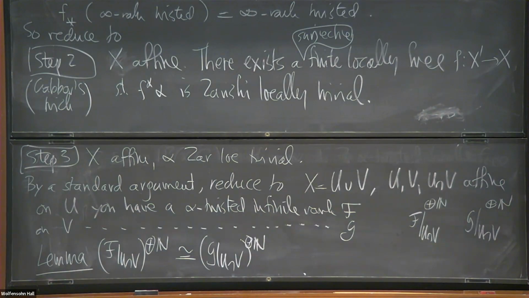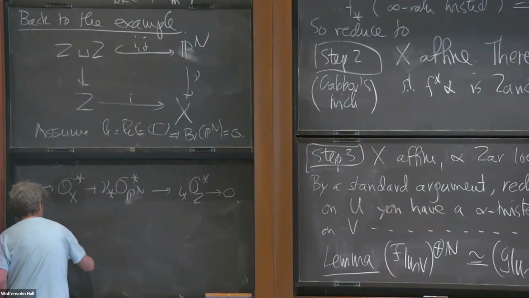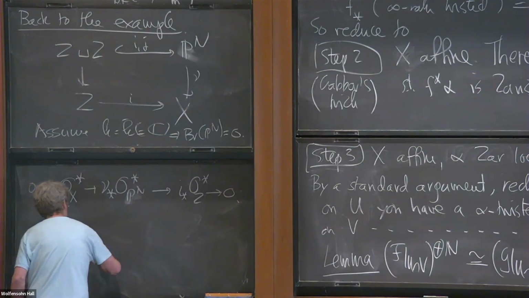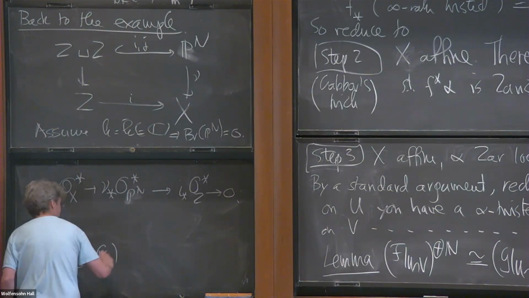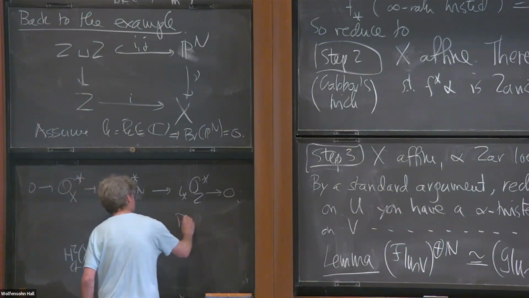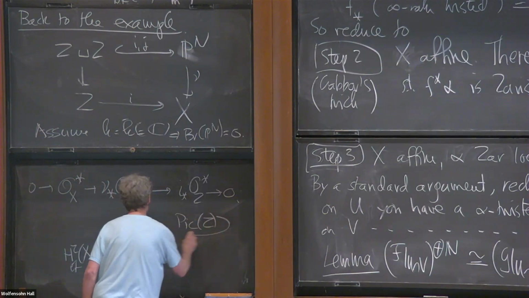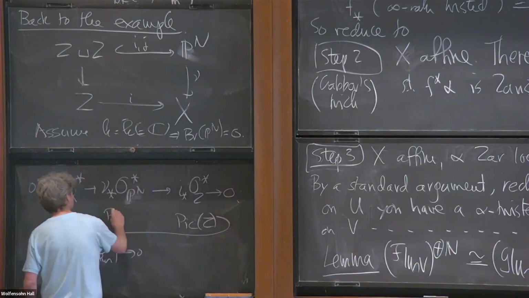Okay, so what you get is H2 of G_m goes to zero, and then here you get Pic of Z, and then you get Pic of BN.